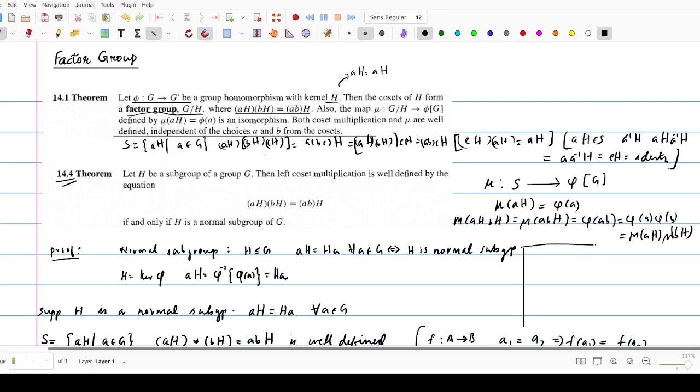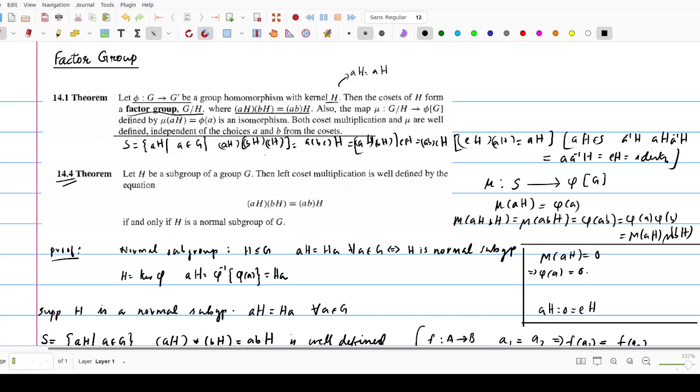In order to show this is a one-one function, we assume mu of aH equal to 0. Then finally we will prove that aH is also 0. 0 means aH is the identity of that group, that is, the identity is eH itself. So we assume mu of aH equal to 0, which means the image of aH under mu equals 0. The image of aH is defined to be phi of a, so phi of a is 0.